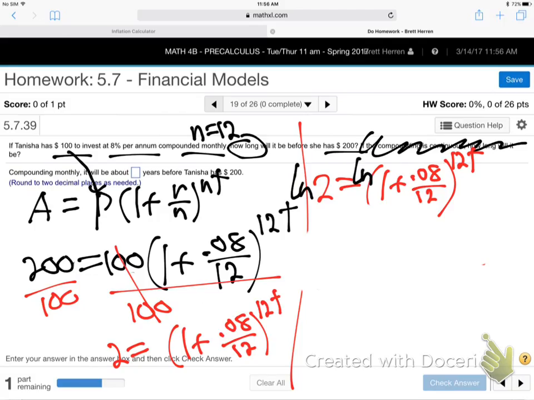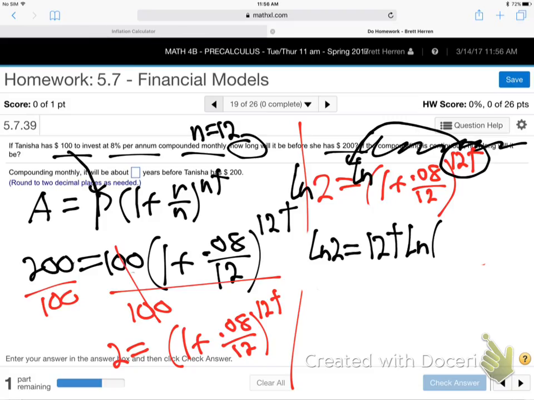on this side, natural log on that side. And when we do, that's the great quality. The power comes down, huh? So we end up with natural log of 2 is 12t natural log of 1 plus 0.08 over 12. That's the great quality of natural logs.